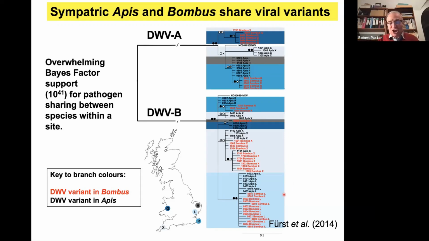They must be sharing the viral variant on a daily basis, or at least within the season collected. So this is evidence for ongoing sharing. It doesn't necessarily show which direction the virus is going in, but it's clear evidence of ongoing sharing. So spillover, movement of deformed wing virus is certainly happening. Movement of this pathogen is going back and forth amongst honeybees and bumblebees in GB, Great Britain.